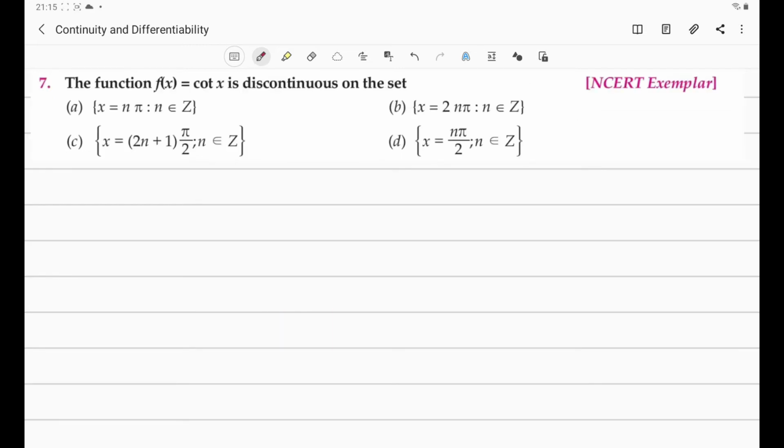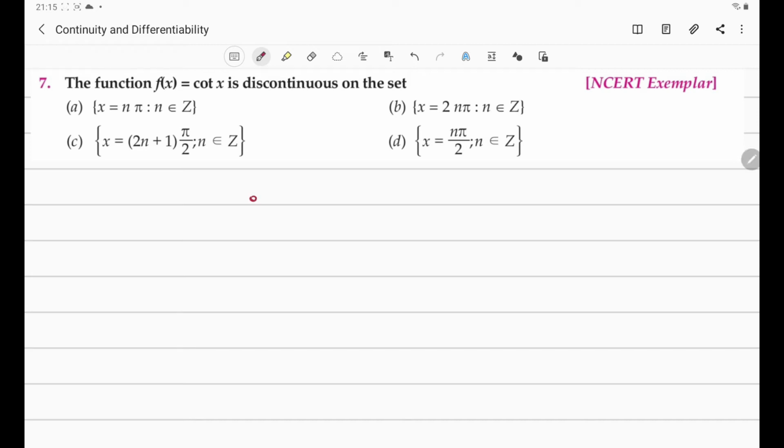Question number 7. The function f of x is equal to cot x is discontinuous on the set. So, as we have seen that cot x is discontinuous in the set where we observe that it is not defined. So, where is cot x not defined? If you are able to identify that, then the problem is solved. So, the function f of x equal to cot x is discontinuous on which set? So, it is discontinuous on the set where cot x is not defined. So, where is cot x not defined?